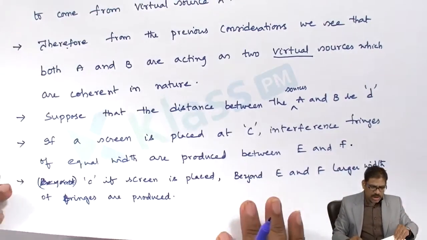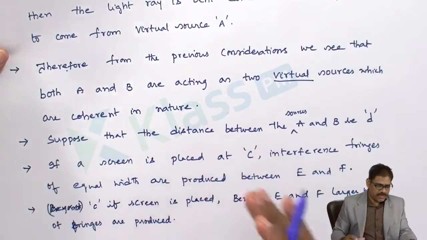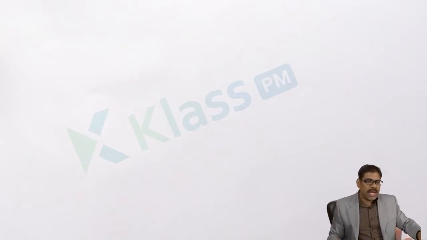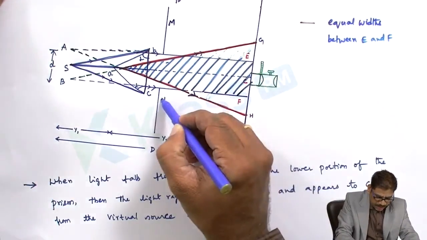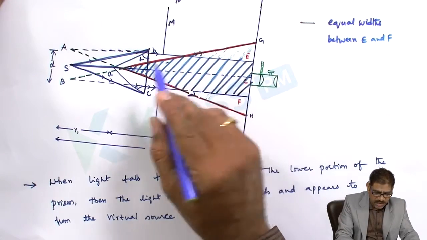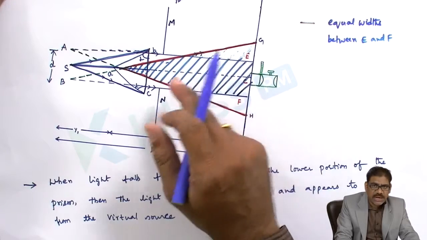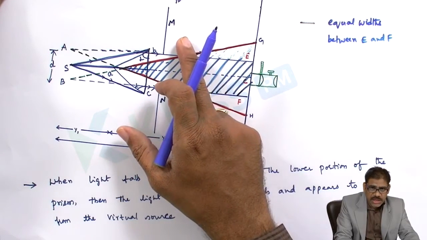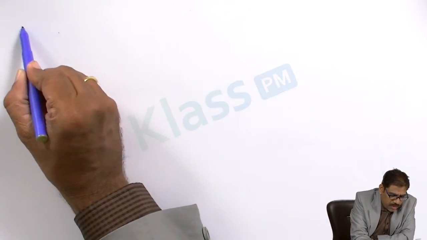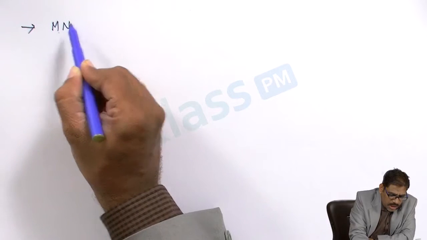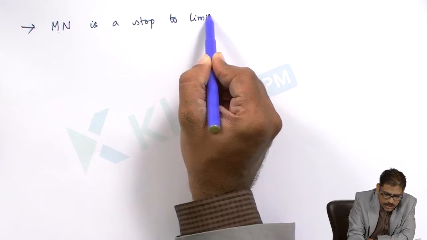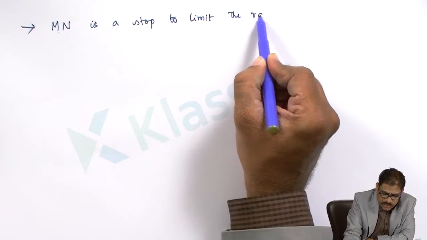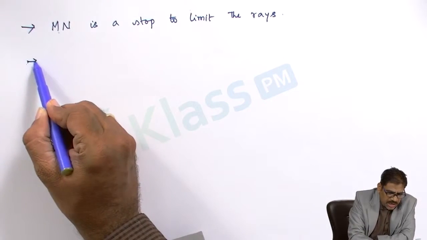Now, how can we alter the light rays? The light rays can be altered by making use of the slit. This is the actual slit, M and N. The purpose of M and N is that we can limit the rays. So to limit the rays, we provide a slit, which is MN. Here MN is a stop to limit the rays.